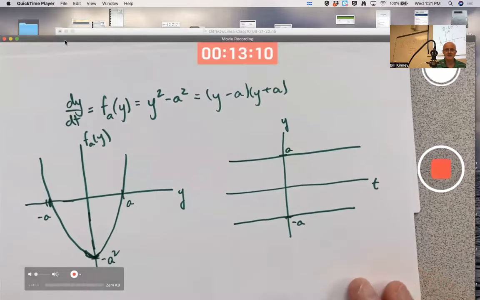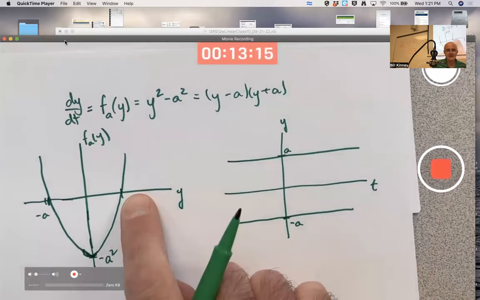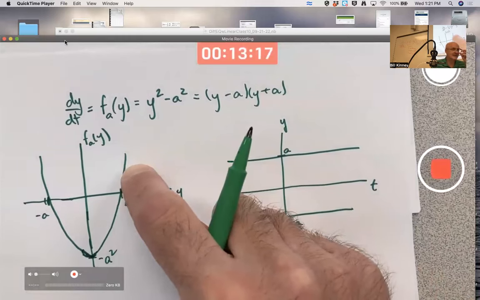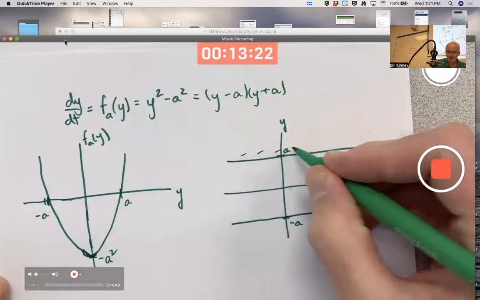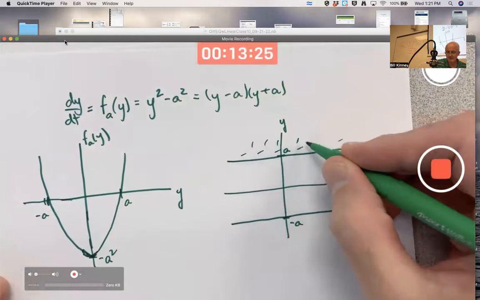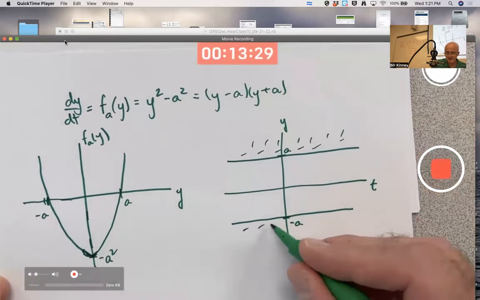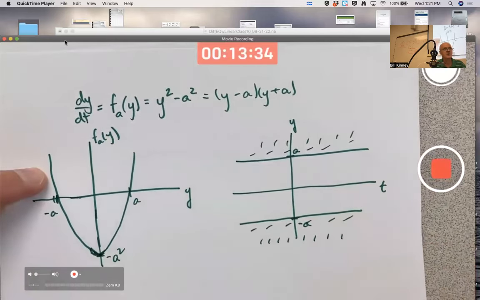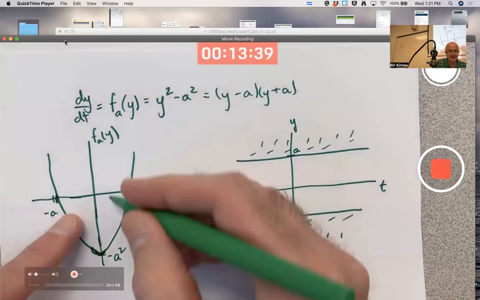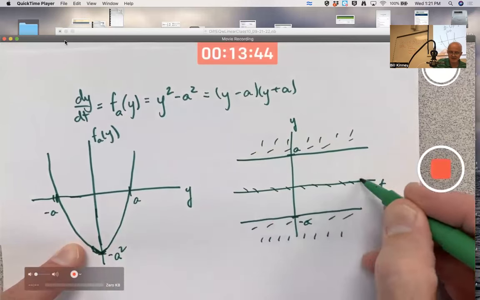What about other solutions? If y is bigger than a, the right-hand side function has positive outputs, the slopes of solutions are positive. You need positive slopes up here. And evidently they get bigger and bigger as you move further away from a. You need positive slopes down here too, because over here the function output is positive. When y is between negative a and a, you have negative outputs for the right-hand side function, so the slope field has negative slopes. Most negative at y equals 0.